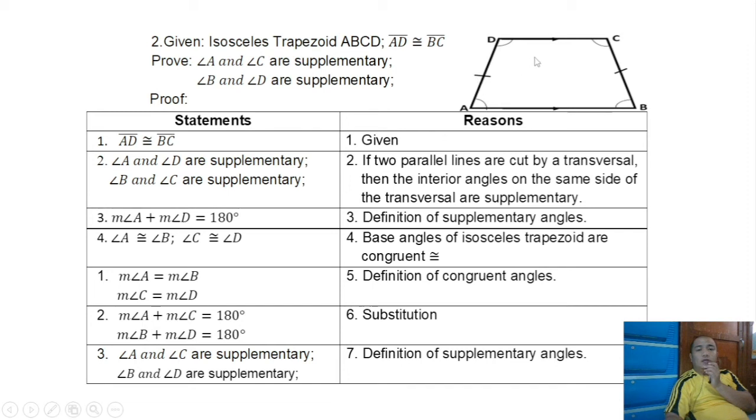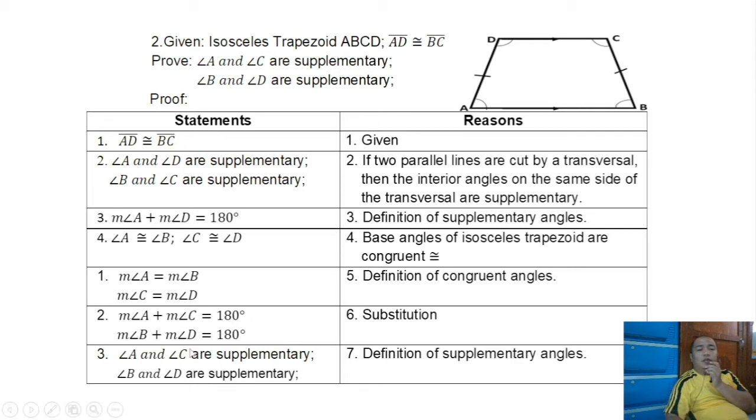Angle A is congruent to angle B. Angle C is congruent to angle D. Base angles of an isosceles trapezoid are congruent. Angle A is congruent to angle B. Angle C is congruent to angle D. Definition of congruent angles. Angle A plus angle C equals 180 degrees. Angle B plus angle D equals 180 degrees. Substitution.